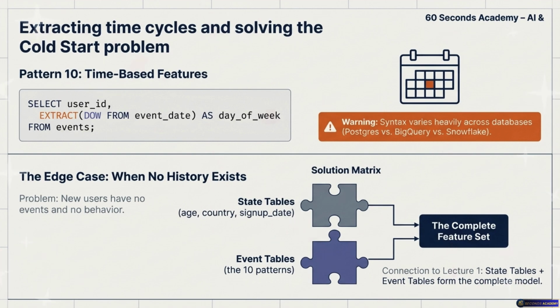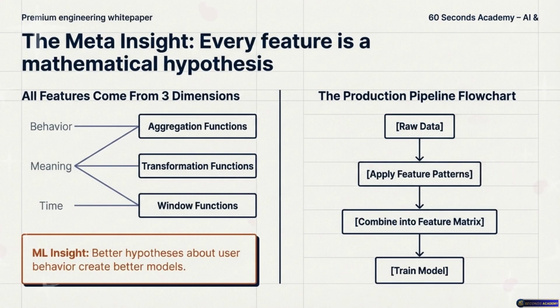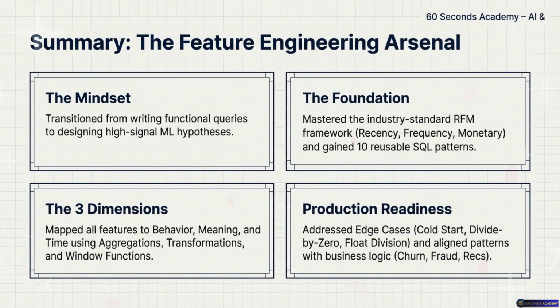All right, so let's put this entire playbook together. Let's map out the final pipeline architecture for you listening. It flows like this. You start with your raw, indigestible data. Then you apply these SQL feature patterns we just discussed to translate that data into behavioral signals. You combine all those signals into a giant organized table called a feature matrix. And finally, you feed that matrix into the algorithm to train the model. That is the complete life cycle, and it highlights the ultimate senior engineer insight from our source material.